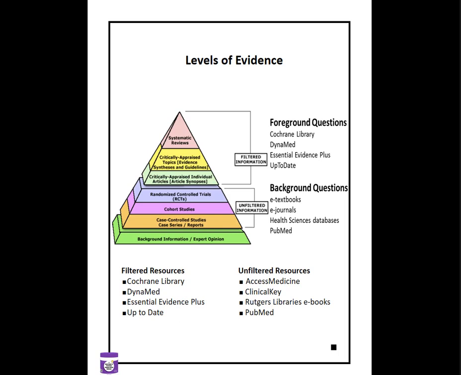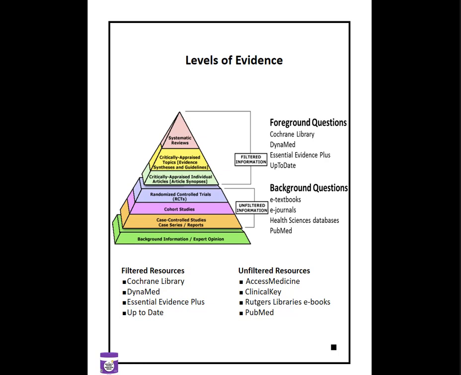The evidence pyramid visualizes the quality and the quantity of available evidence. The resources near the base of the pyramid include medical textbooks, case reports, and journal articles. Search tools such as Access Medicine, Clinical Key, and PubMed to help you answer background questions.